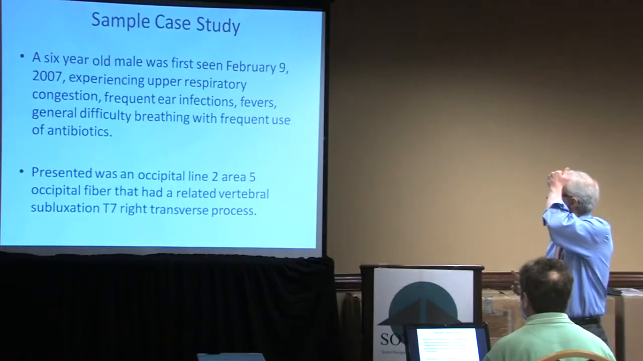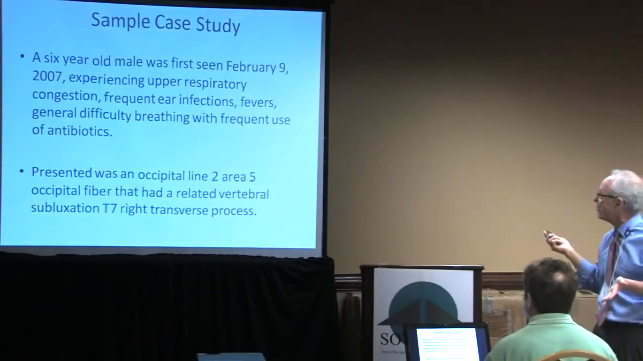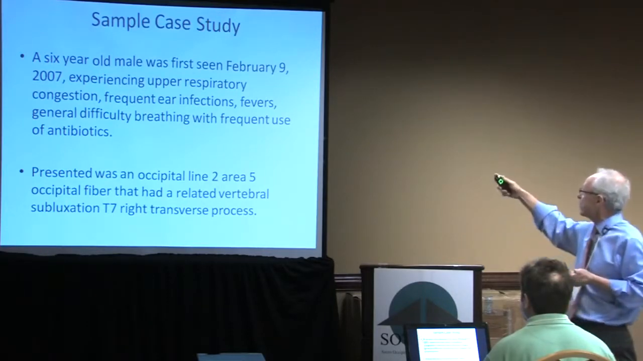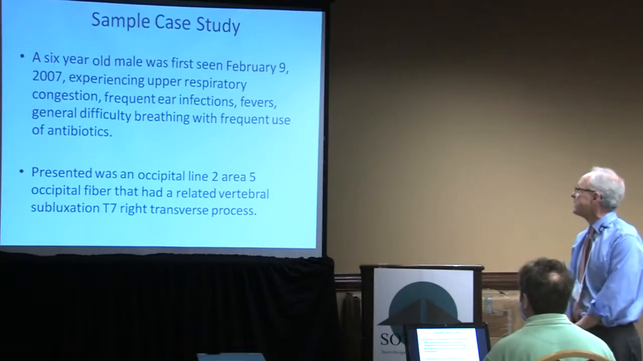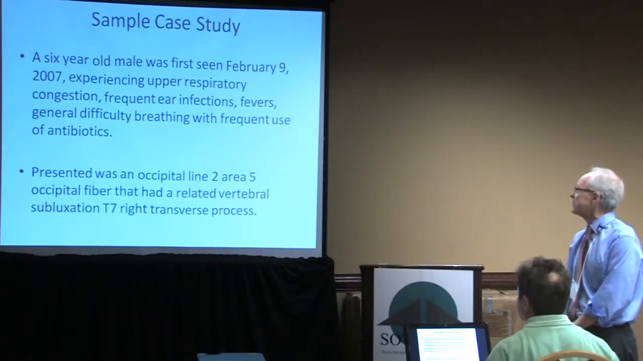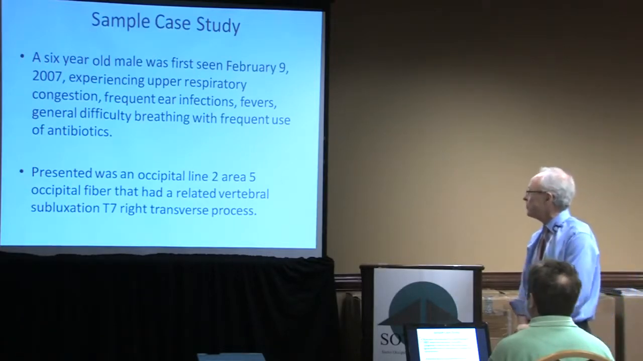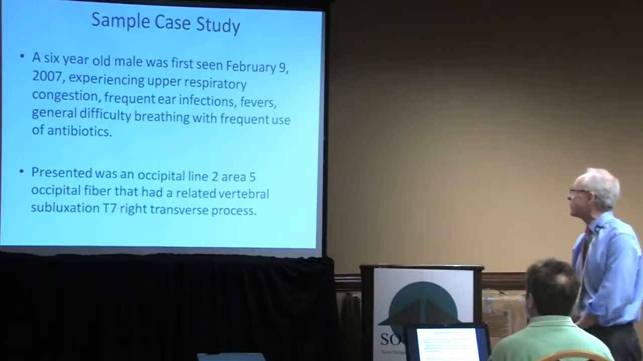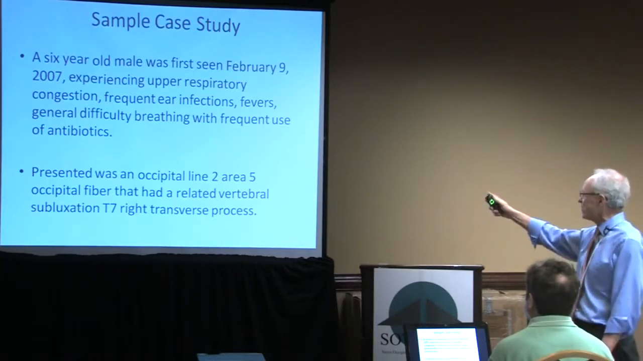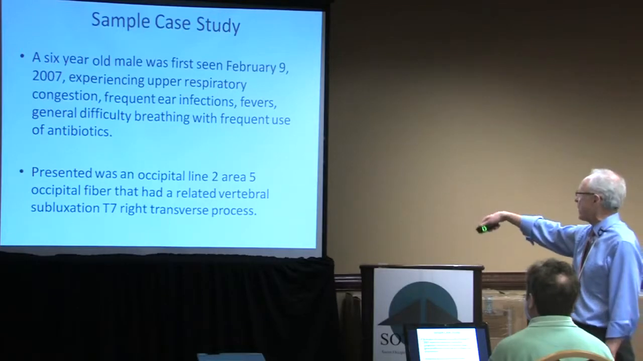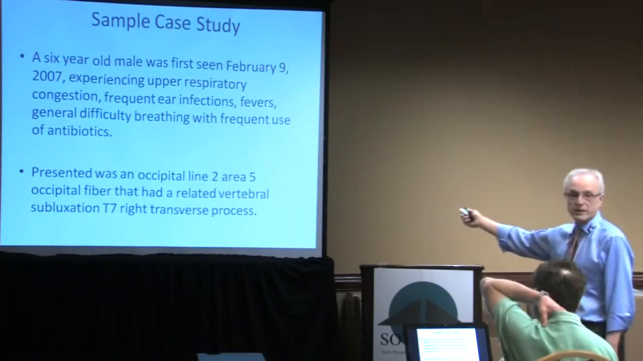Okay, this is a sample case study. My favorite little kids. A 6-year-old male was first seen in the office on February 9th, 2007, experiencing upper respiratory congestion, frequent ear infections, fevers, general difficulty breathing with frequent use of antibiotics. He presented with an occipital line 2 area 5 occipital fiber with a related vertebral subluxation at the T7 right transverse process.